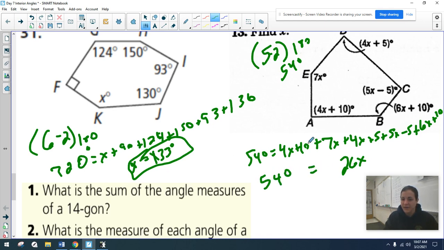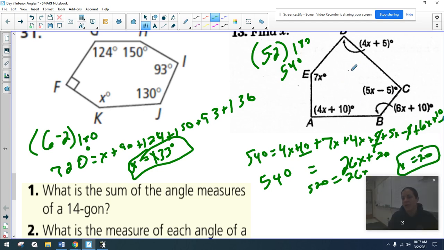And then I can just add my numbers. So I got 10, 10, 5, 5 minus 5 is nothing, and then 10 is 20. Okay, so if I subtract 20, that's going to give me 520. And then I'm going to do 520 divided by 26. And that's going to give me x is equal to 20. And that's all they asked you for. They just asked you to find x.